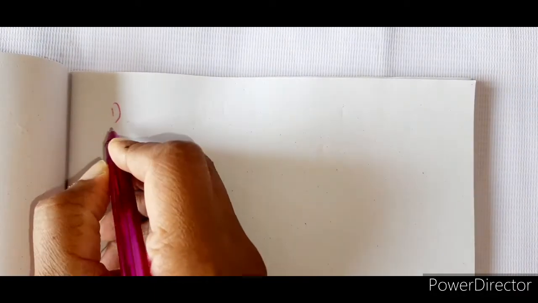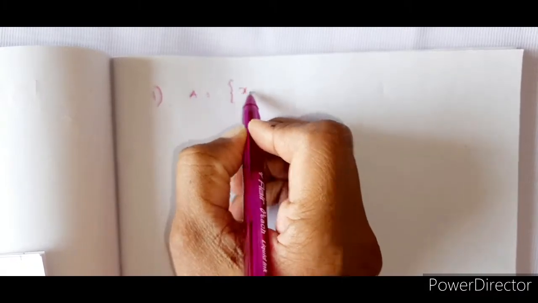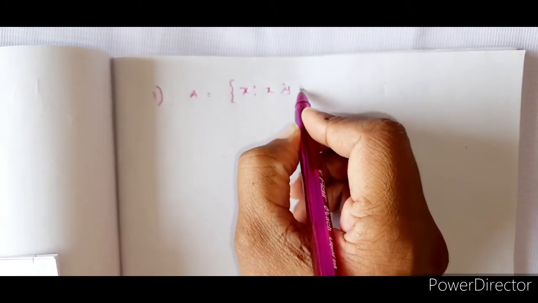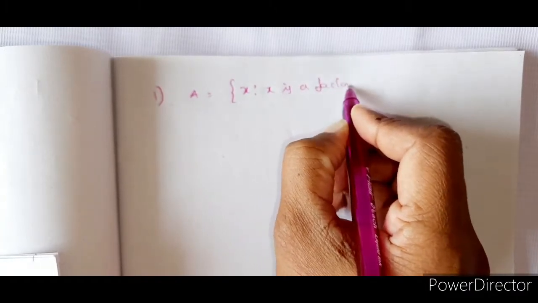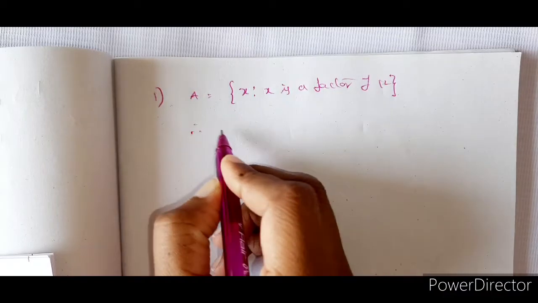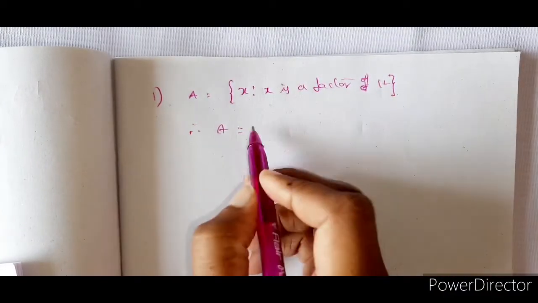So now, the first one from the worksheet. A is defined in set builder form. As you observe this, you will also come to know how to write in set builder form, factor of 12. Therefore A is equal to factors of 12. What are the factors of 12?